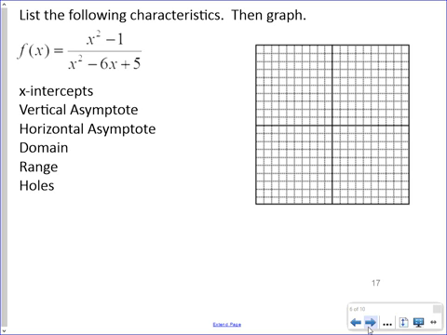But I want to skip to f of x equals x squared minus 1 over x squared minus 6x plus 5. Do you first notice this one looks a little bit more involved, just the fact that it has the quadratic x squared? Anytime you see that, you always want to try to factor first. So can you try to factor the numerator and denominator? Do that for me right now.